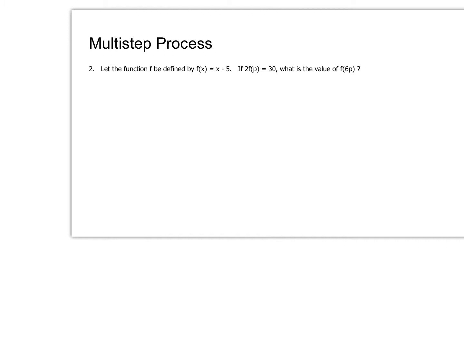Let the function f be defined as f of x equals x minus 5. Then they say 2f of p is equal to 30. Find the value of f of 6p. So we have technically a 2 or 3 step problem here.